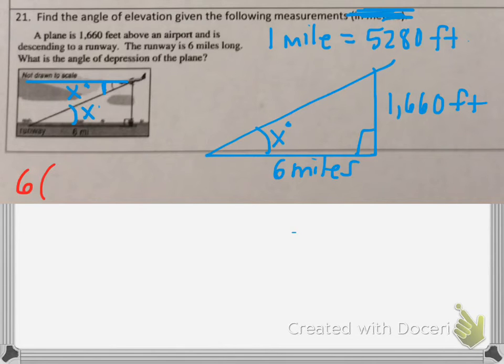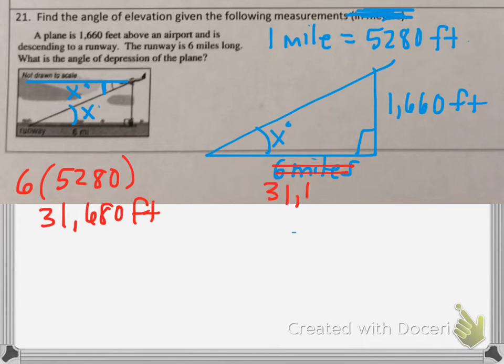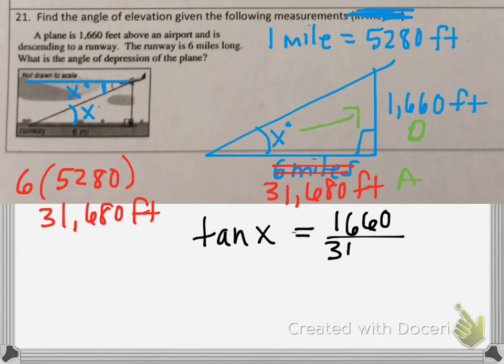So all I have to do is take 5280 and times it by 6. So if I type that in, I get 31,680 feet. So this is really 31,680 feet. So now I can decide on the trig ratio I'm using. So in reference to our angle, 1660 is the opposite. 31,680 is adjacent. So we're going to be using tangent here. So tangent of our angle is equal to 1660 over 31,680. So how do you ask your calculator to find the angle whose tangent is this ratio?